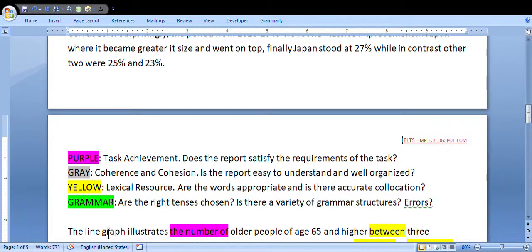So we use a color code based upon the band descriptors. Important: purple, task achievement. Gray, coherence and cohesion. Yellow, lexical, vocabulary. Green, grammar. So with this one, what I think I'm going to do is look at each of the criteria individually. Okay? So, task achievement.